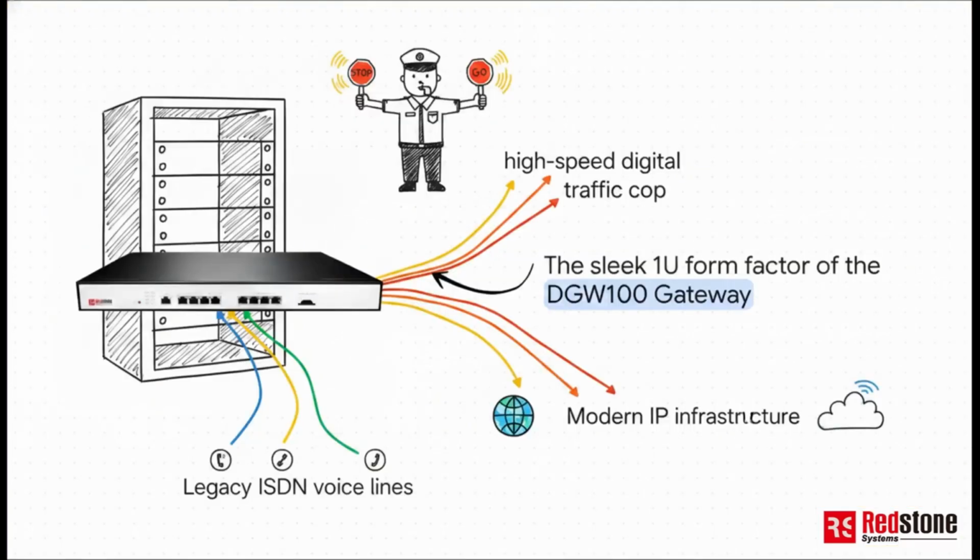Right out of the box, you'll see the DGW100 rocks a sleek, standard 1U form factor. But hey, don't let that slim profile fool you. This machine is essentially a high-speed digital traffic cop. It sits right at the edge of your network, seamlessly connecting those legacy ISDN voice systems to modern IP-based infrastructure. It's designed to just slot cleanly into any standard server rack while carrying a genuinely massive workload.